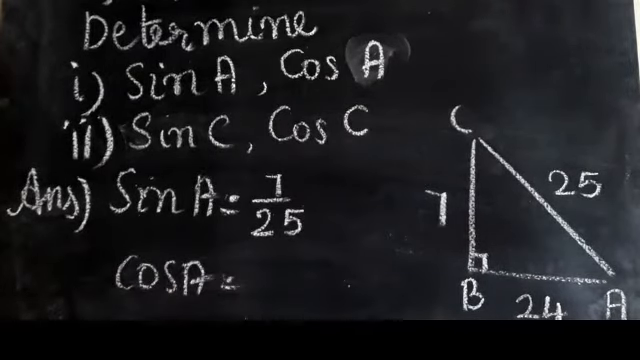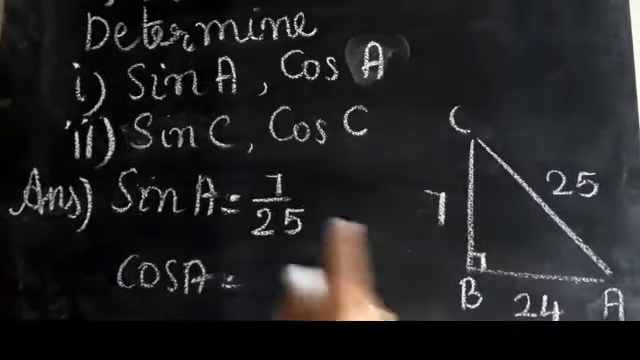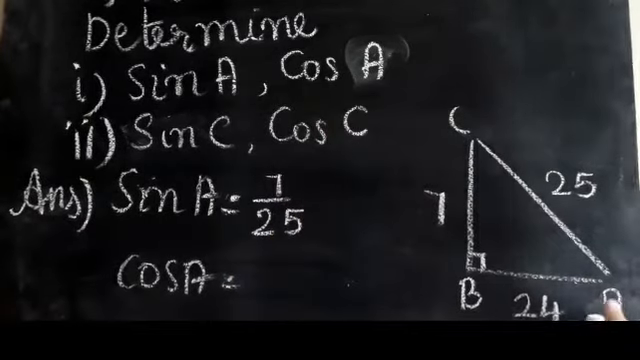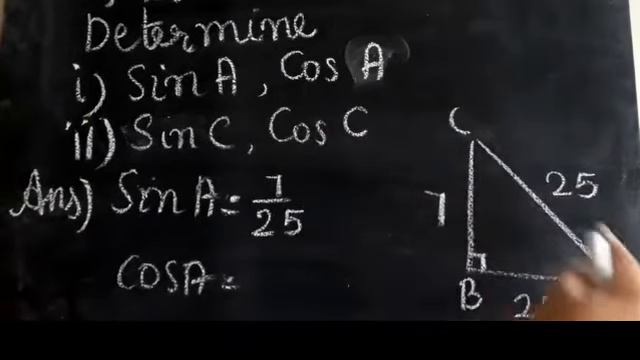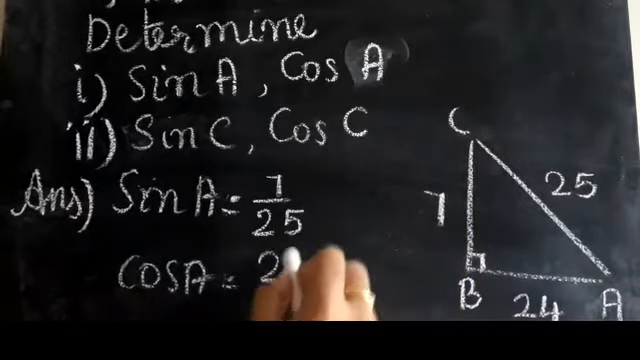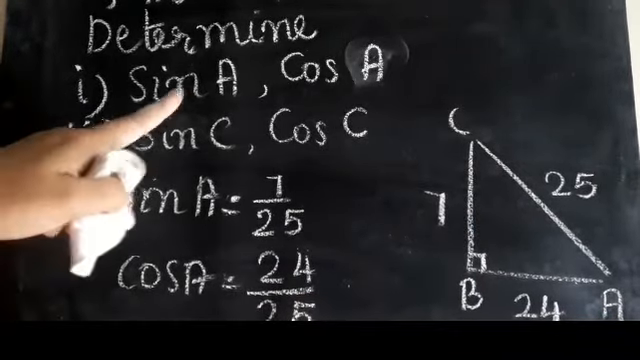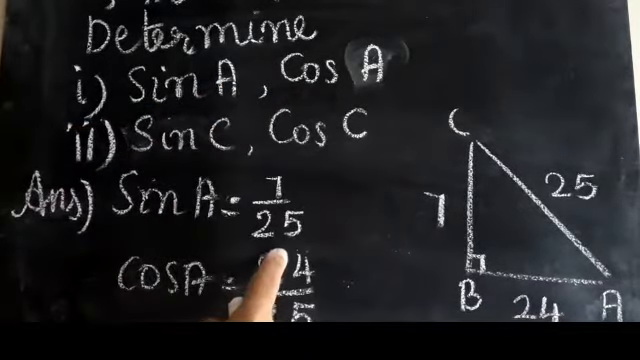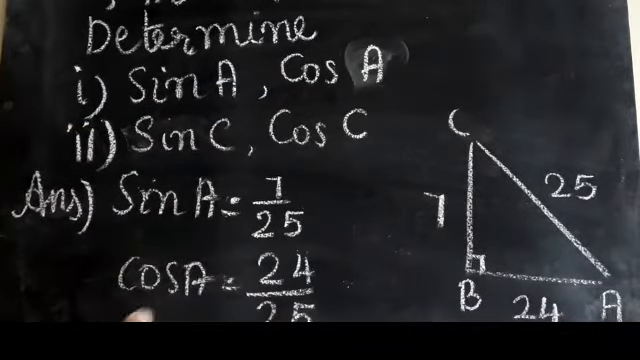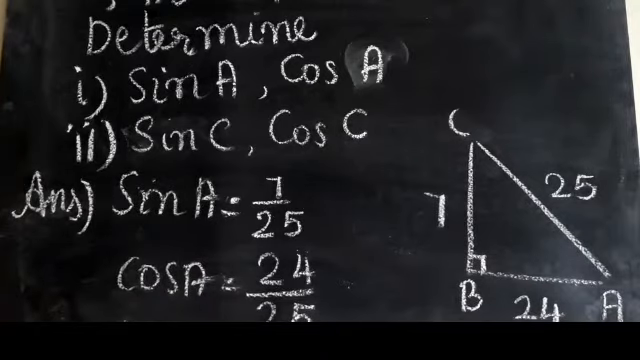Cos A meaning what is that? Adjacent side by hypotenuse. For this angle A, adjacent side is AB and the hypotenuse is AC. So what is the answer? 24 by 25. So sin A is equal to 7 by 25 and cos A is equal to 24 by 25.